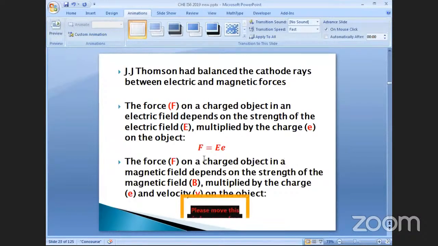So now let's look at the mathematical implication of what J. Thomson did. He balanced the cathode rays between the electric and magnetic forces. So let's say the force on a charged object in an electric field is F, this force depends on the strength of the electric field E and the charge on the object.